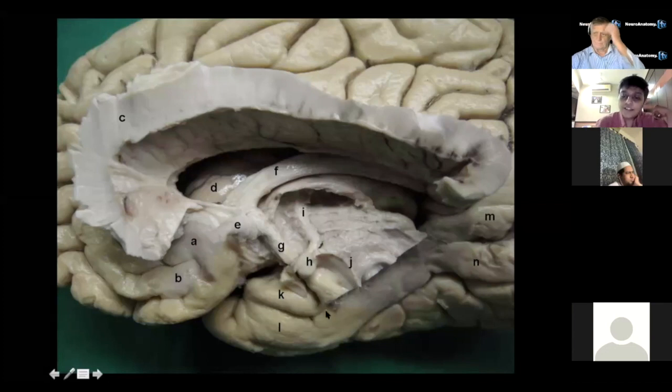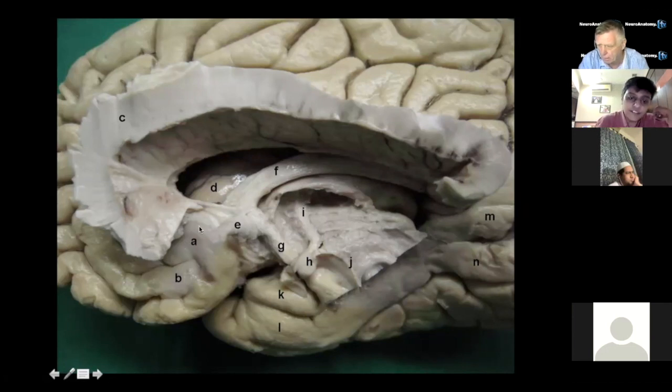So this fornix, which is coming down from the hippocampus, as you can see here, it is curving around the hypothalamus with the choroidal fissure in between, running down as the columns of the fornix, just behind the anterior commissure, terminating in the mammillary body, and which is going up to form the mammillothalamic tract. So this is one component of the Papez circuit.